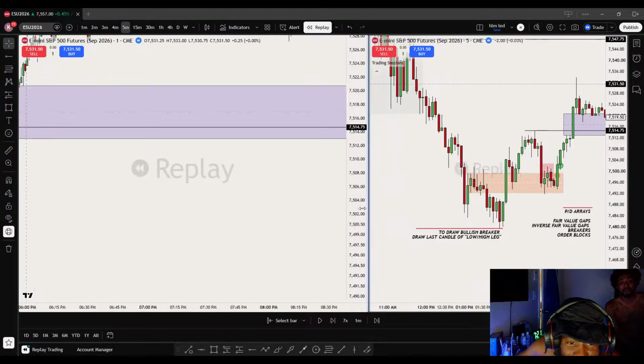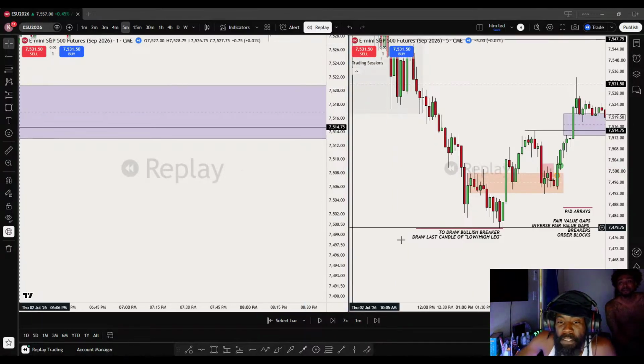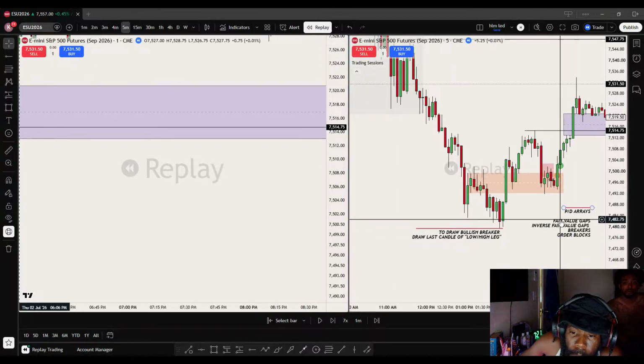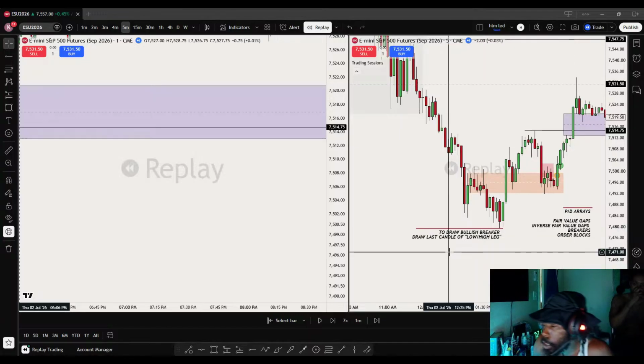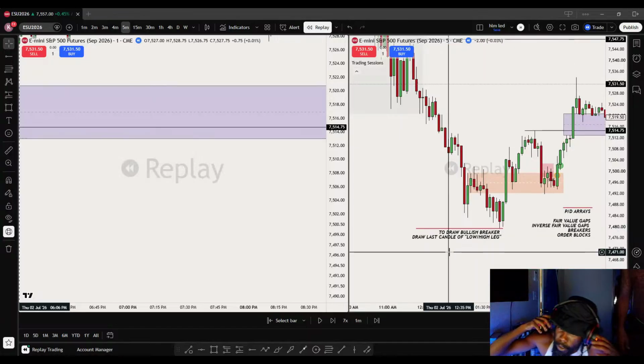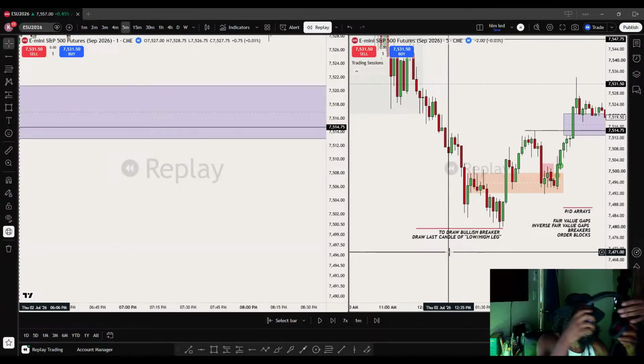So anyway, that's pretty much all I got for y'all. These are your PD arrays. We didn't go over order blocks today, but we'll go over that another time. The casino is going to go over it for y'all even better. I appreciate y'all for having me. Hope y'all got some good game. It's right there. I made sure I wrote that.